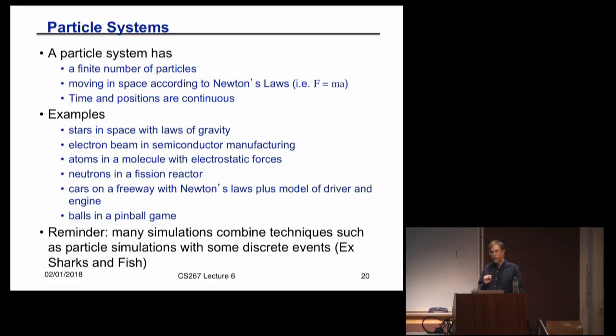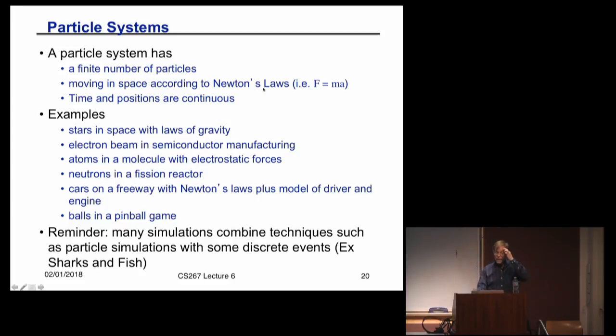Neutrons get pushed around in a fission reactor, and there, when there's a collision, interesting things happen. You could have cars on a freeway, which follow Newton's laws, plus you could have a model of the driver and the engine to say what the F is in F equals ma. And then there's balls in a pinball game. And you can make up many others. And of course, you can have a system which has both particles and a discrete event simulation. You could have a discrete event simulation of, say, the control system of your automatic driving car combined with the cars driving around. But I'm just going to talk about particles right now.